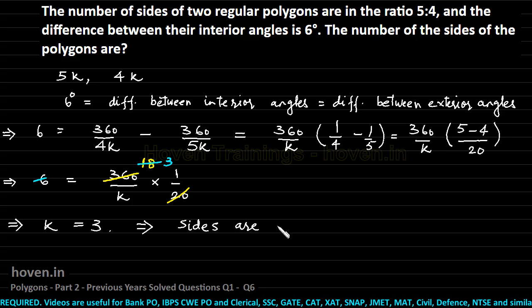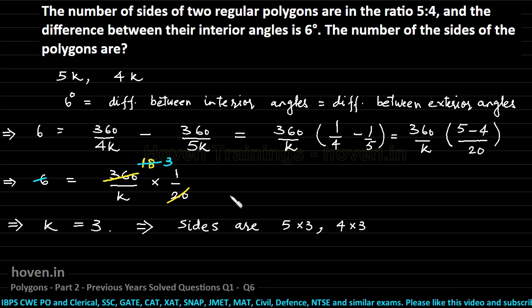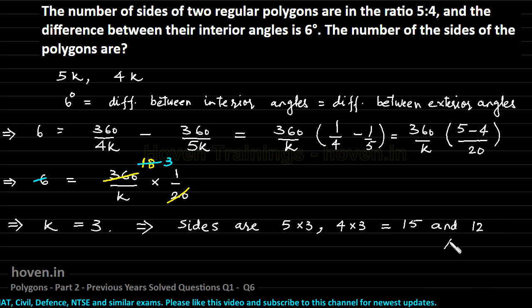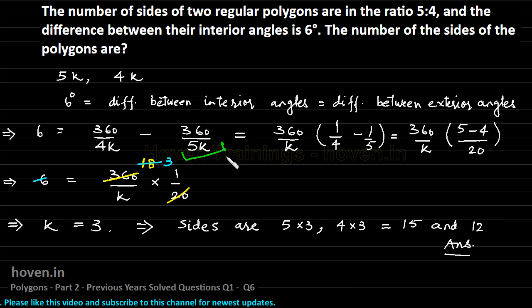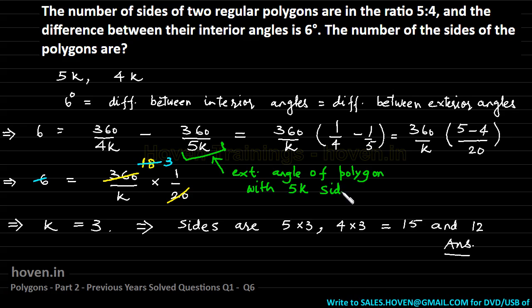sides are 5 into 3, comma 4 into 3. 5k and 4k. That is equal to 15 and 12, which is the answer. I will label this one in case this is the exterior angle of a polygon with 5k sides. Let us move to our next question now.